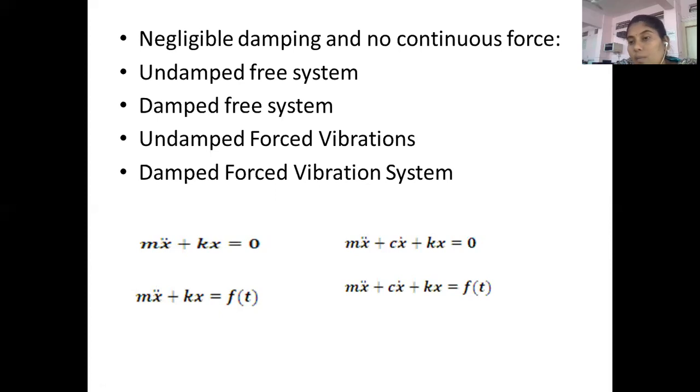mx double dot is the parameter of what? That is the inertia force. And the damping force is equal to 0. And the third one is k into x. What will k into x be here?